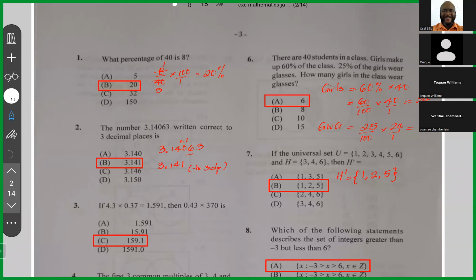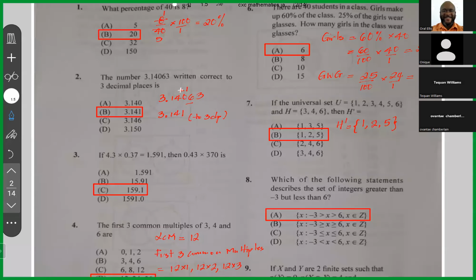If the digit you're considering is 5 or more, you're going to add 1 to the digit before it. If it's 4 or less, you will drop it and every digit after it. Now, since the digit you're looking at is 6, you're going to add 1 to the digit before it, which is 0. You add 1 to 0, you get 1. So the answer is 3.141 to 3 decimal places.